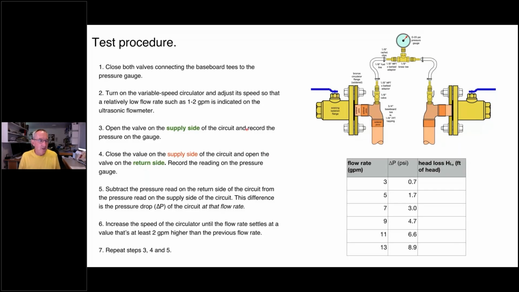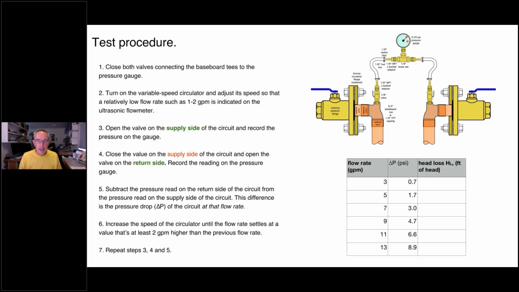And let's say we start at a relatively low flow rate in the range of 1 to 2 GPM. It does not have to be exactly 1 or exactly 2, but something in that range. Basically, just turn up the dial on the circulator, wait till you get some indication on the flow meter that you've got a relatively low but stable flow rate. All right, so now we have flow going through the circuit. We're going to open the ball valve on the supply side over here. This one's still closed. This one's open. So now we're going to get the dynamic pressure at this point on that pressure gauge.